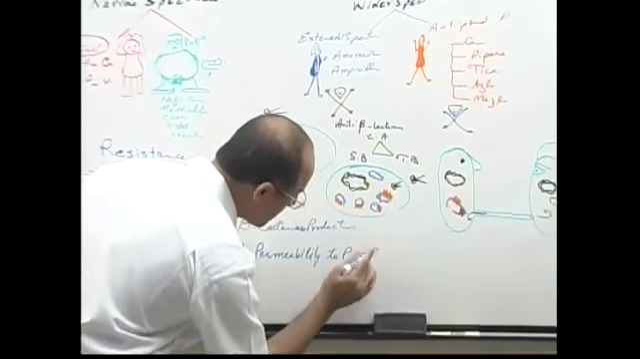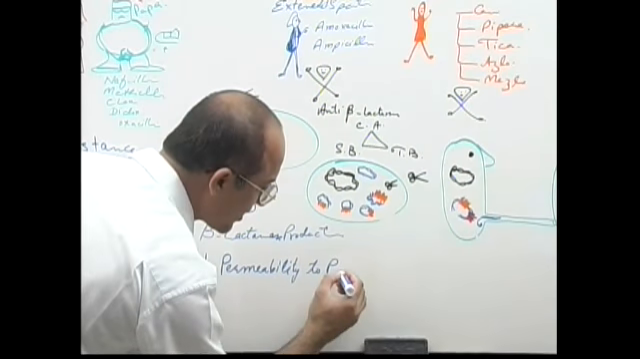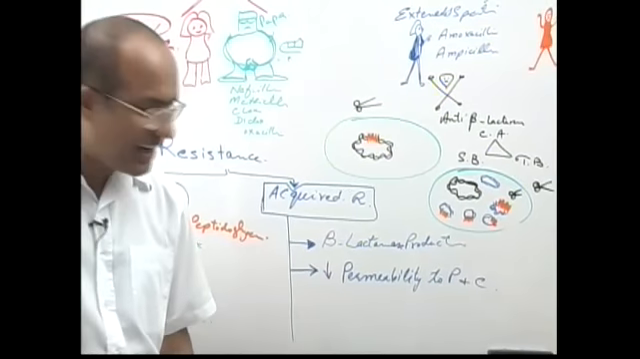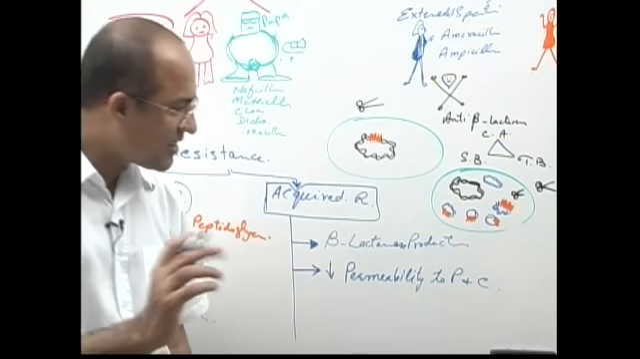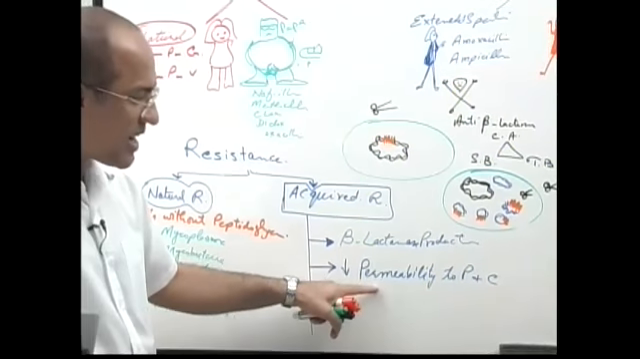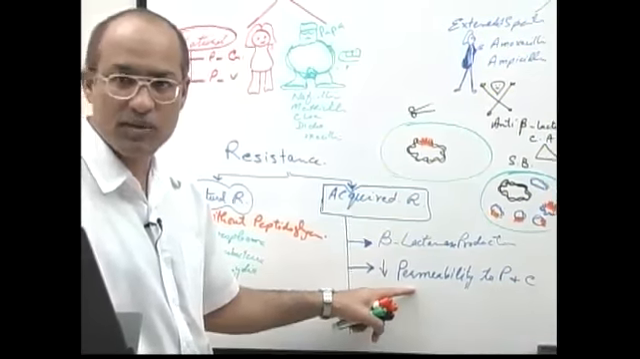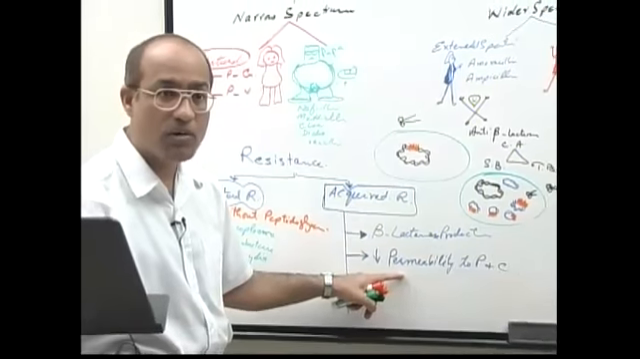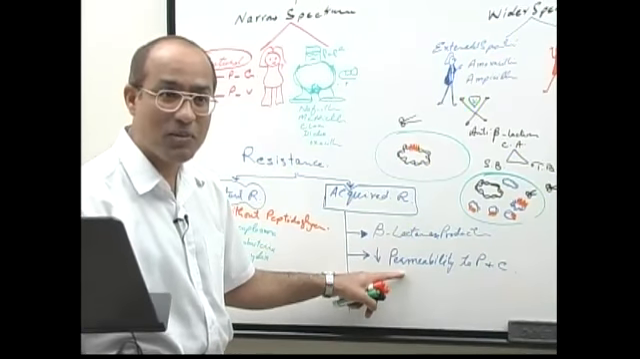or beta-lactam antibiotics. Am I clear? Then another way, of course, if you give penicillin with clavulanic acid, will that help the problem? No, because the problem is in the porin.